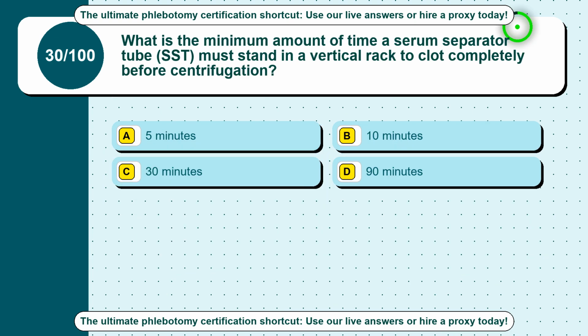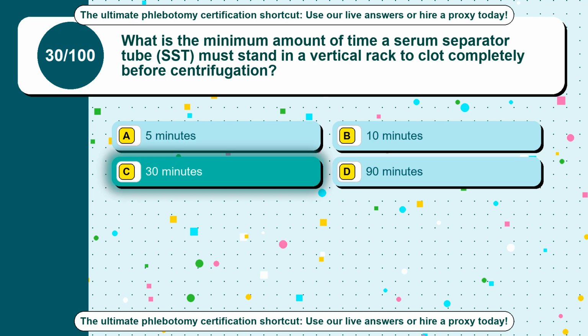Question 30. What is the minimum amount of time a serum separator tube, SST, must stand in a vertical rack to clot completely before centrifugation? Option A, 5 minutes. Option B, 10 minutes. Option C, 30 minutes. Option D, 90 minutes. The correct answer is option C, 30 minutes.